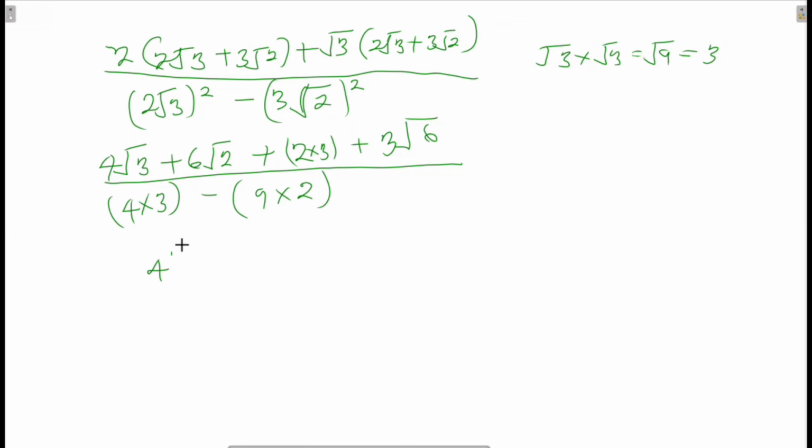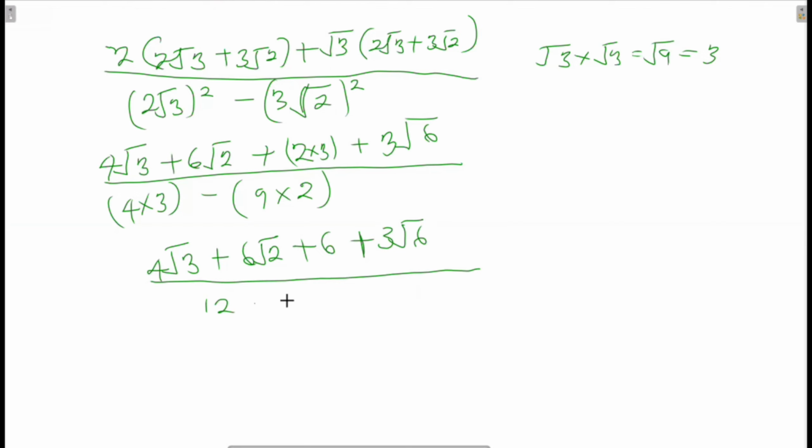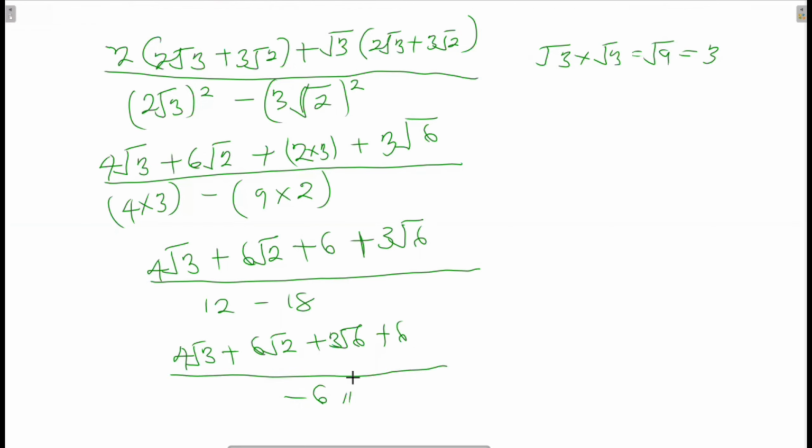Now let's collect the like terms. We have 4 root 3 plus 6 root 2 plus 6 plus 3 root 6, everything divided by 12 minus 18. So what we have here is 4 root 3 plus 6 root 2 plus 3 root 6 plus 6, everything divided by minus 6. So that will be our final answer.